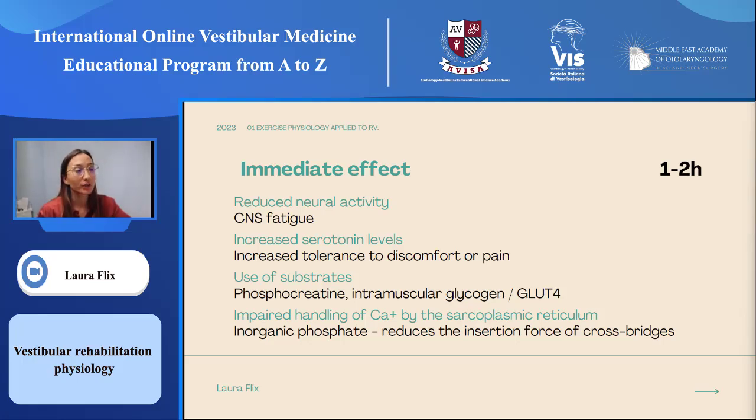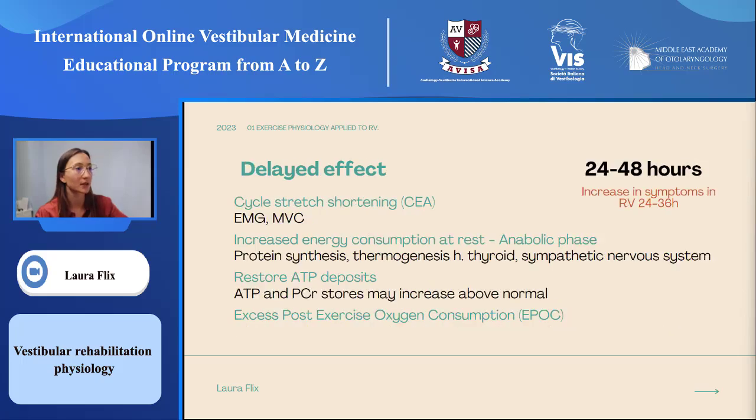And we will have the impaired holding of calcium by the sarcoplasmic reticulum, so we will have fatigue not just muscular but also neuromuscular. And for those mechanisms of inorganic phosphate, there will be a reduction of the insertion force of the cross bridges, and all these consequences in this 1 hour or 2 hours. Then we will have the delayed effect that will last 24 hours to 48 hours, sometimes maybe better 36 hours.